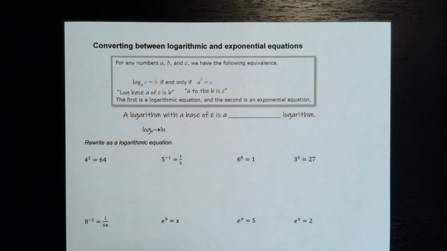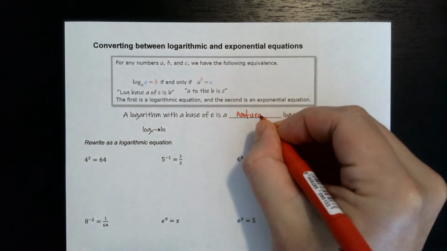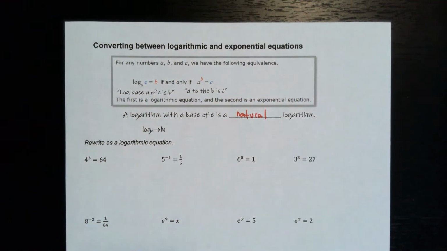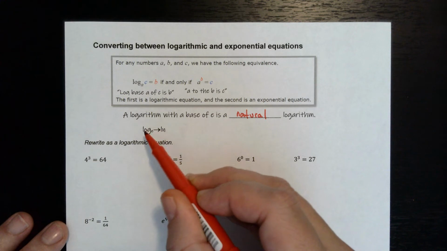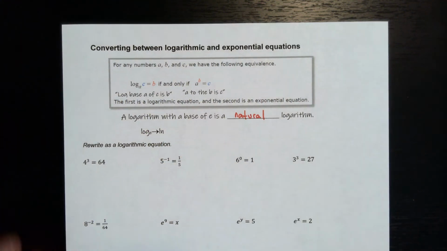A logarithm with a base of e is also known as a natural logarithm, and log base e is equal to ln, and that's the notation that we would normally use to say log base e. So we normally won't write log base e, we'll just write ln as the natural logarithm.